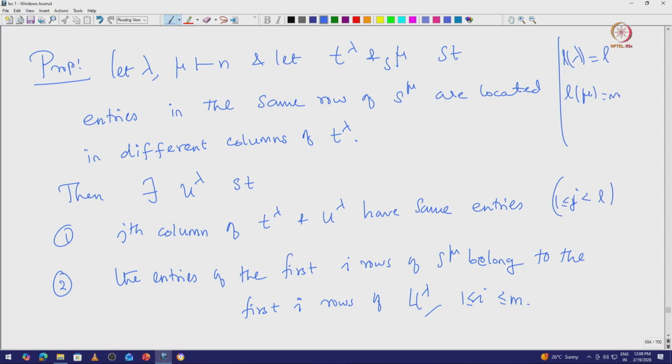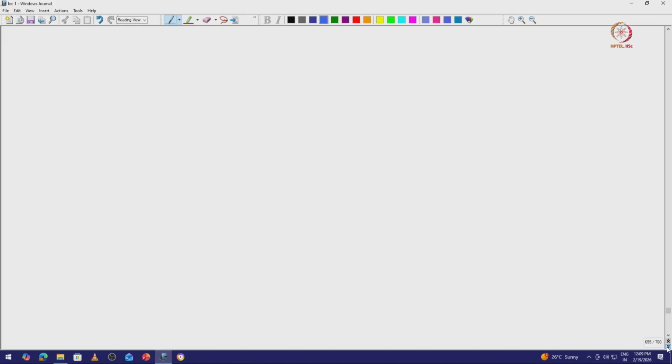Okay. So, now once we have this proposition, you can see that if such a situation appears, then that puts a stronger condition on lambda and mu. So, in such a case lambda must dominate mu. So, this is what we call the dominance lemma.